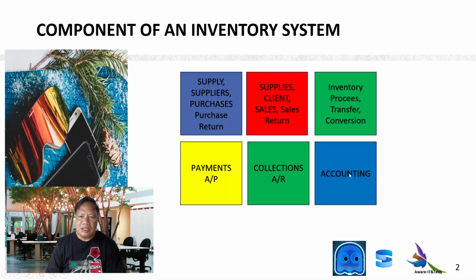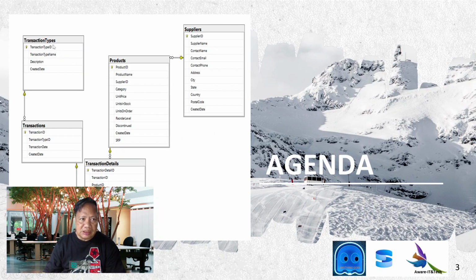We have several sections of the inventory: the supplier side, which covers purchase, purchase return, and suppliers, and then the customer side, which is basically sales and sales return. And then we're doing inventory processes like transfer, conversion, and disposal. I already did this. These are the transaction types, and then we have transactions.